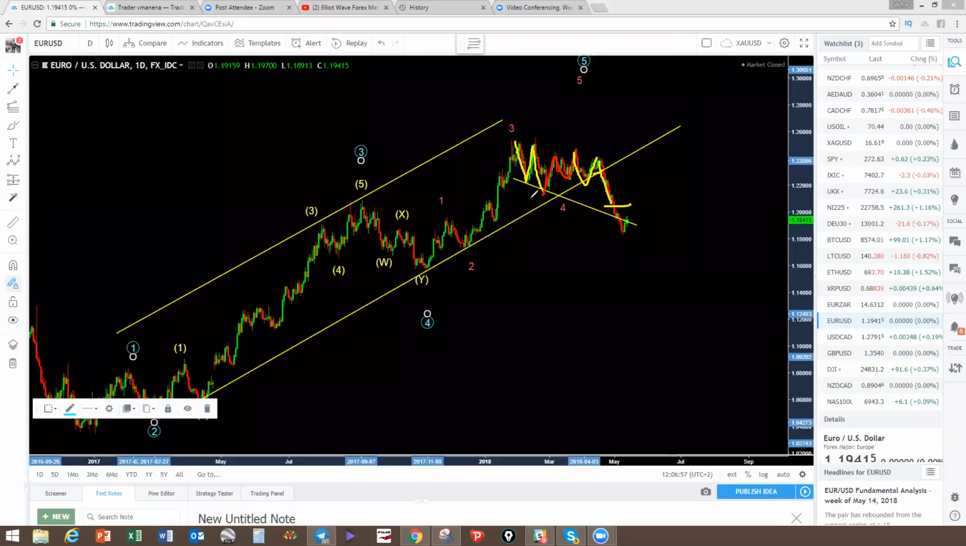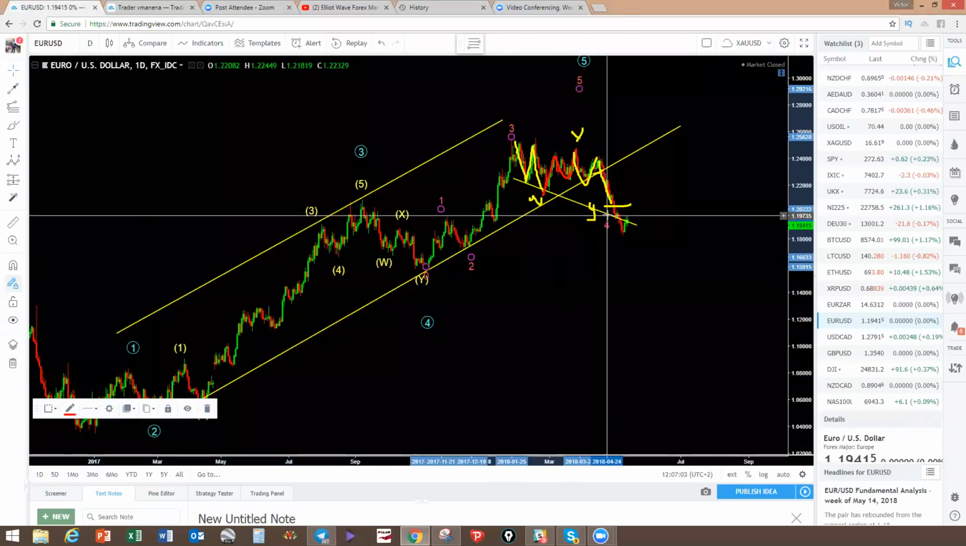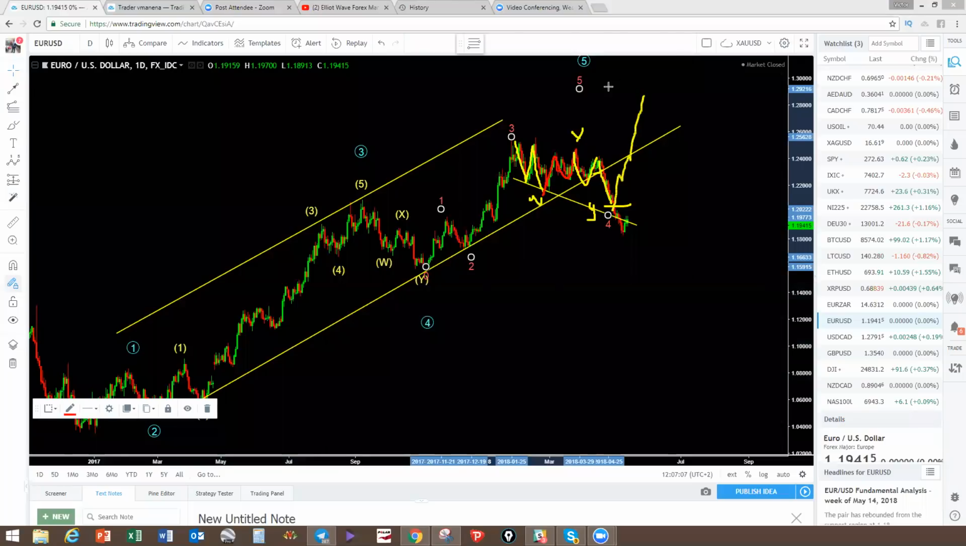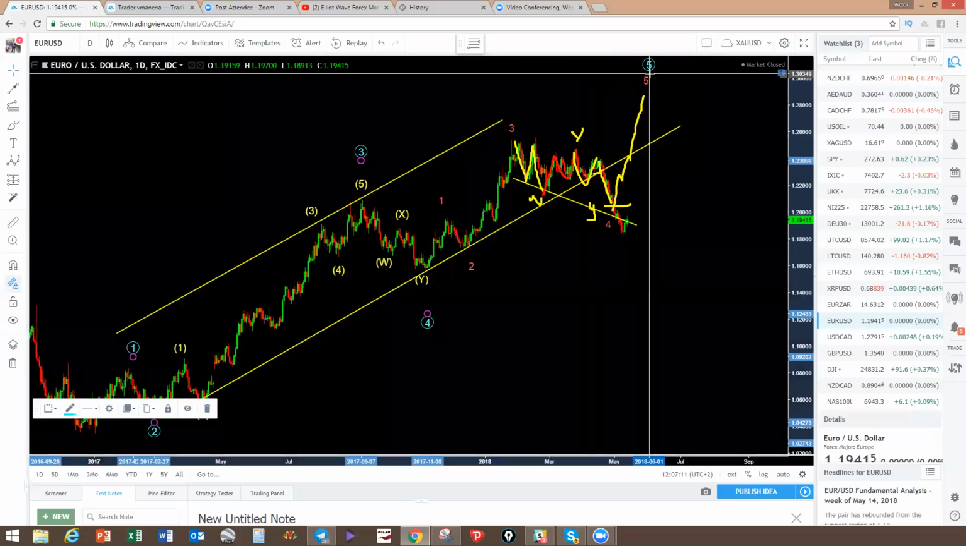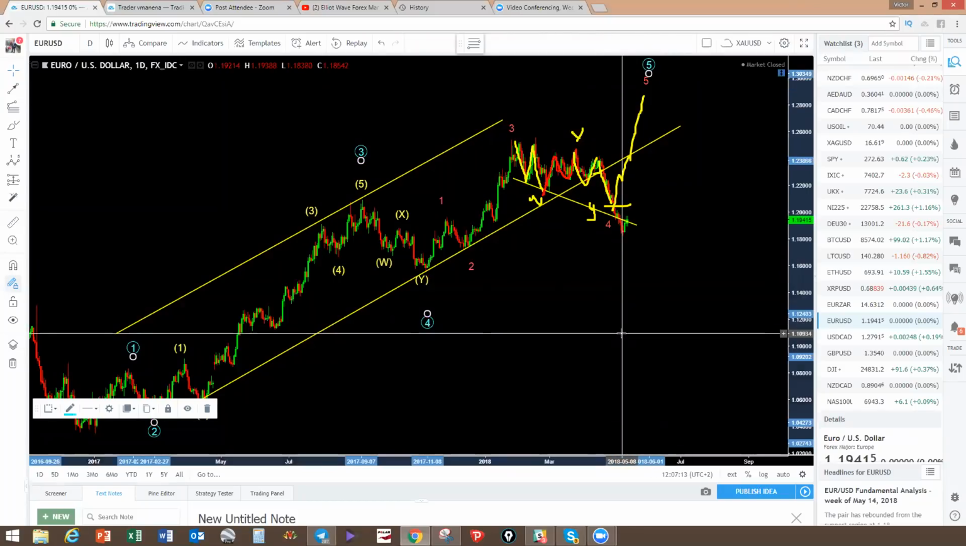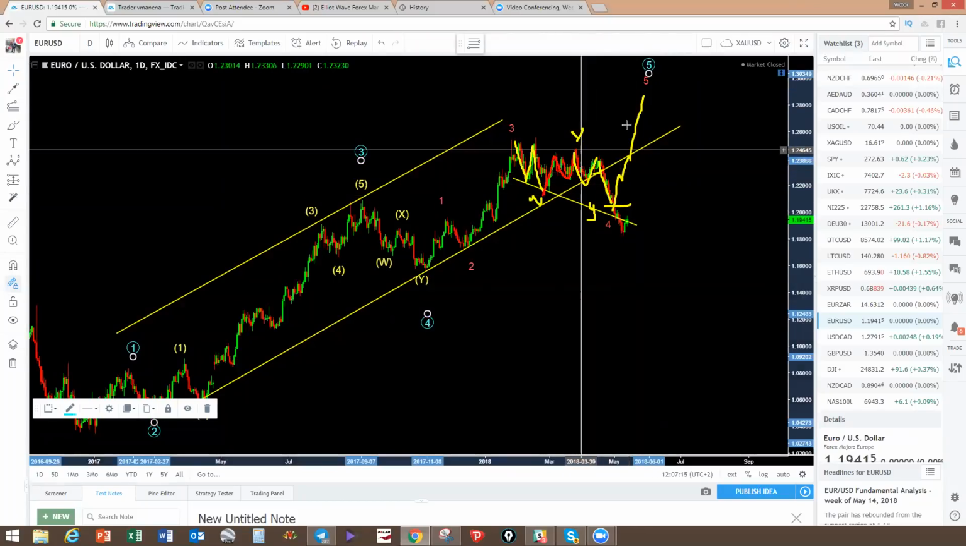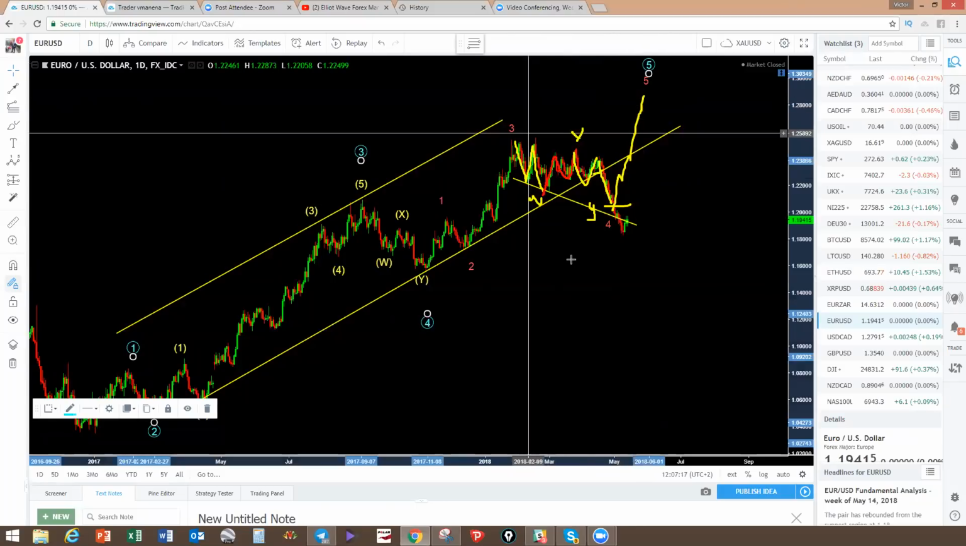So what were we expecting here? We were expecting WXY in wave 4. That was going to complete wave 4, and from there we were going to get that last piece, wave 5 in red, completing. So what changed, and how did we miss that this has actually completed here?